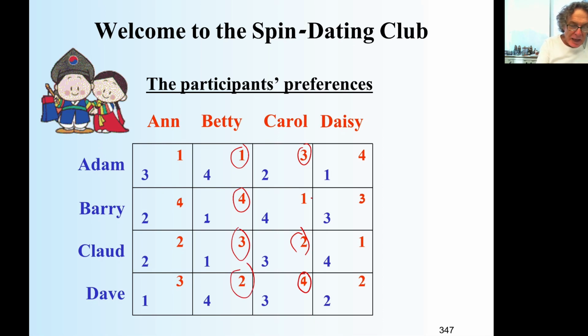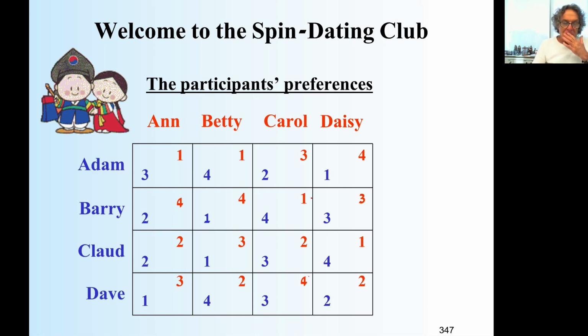And the last one, Anne, likes Adam the most, like Betty. She doesn't like Barry much. He's last on her list. However, she prefers Claude over Dave, Claude is second and Dave third, which is a little different from Betty, who likes Dave more than Claude. But this is the situation, and the question is how to match them.